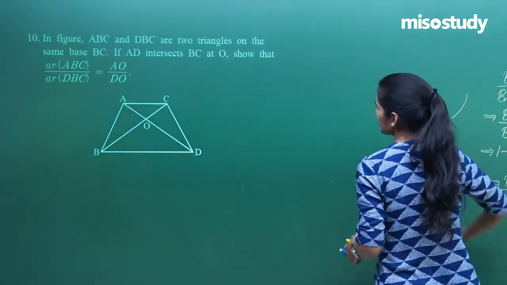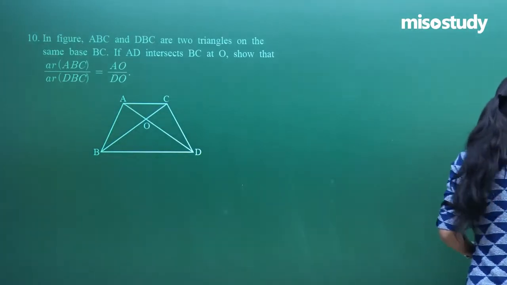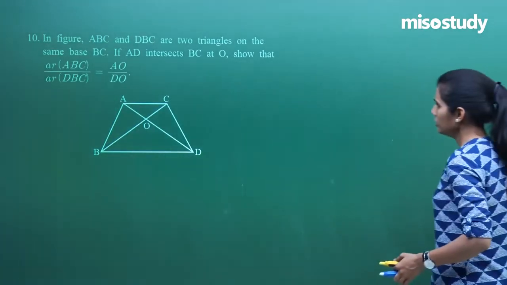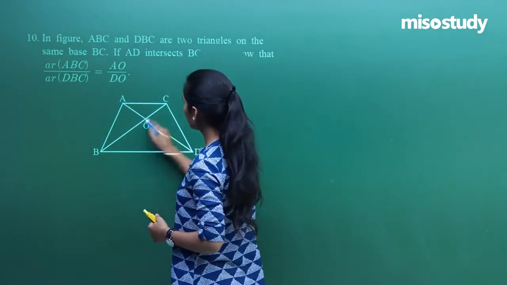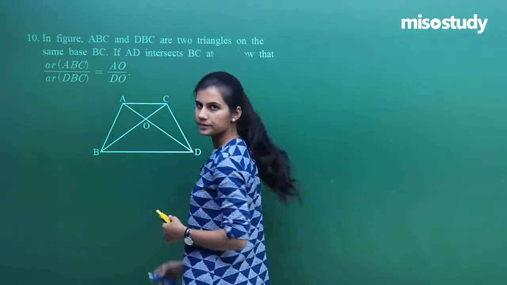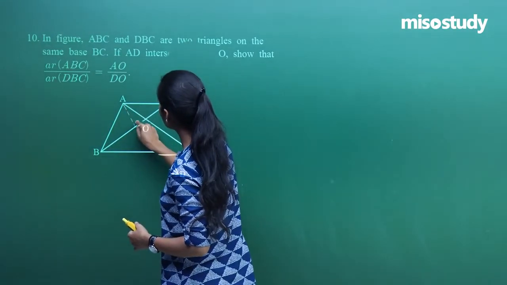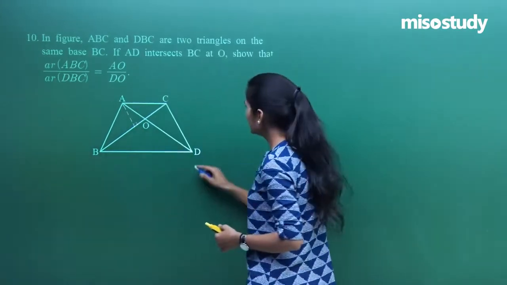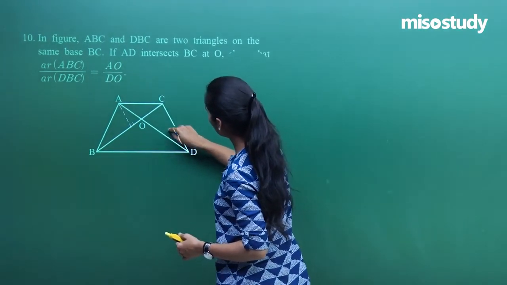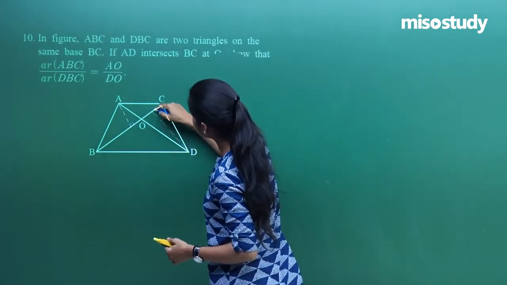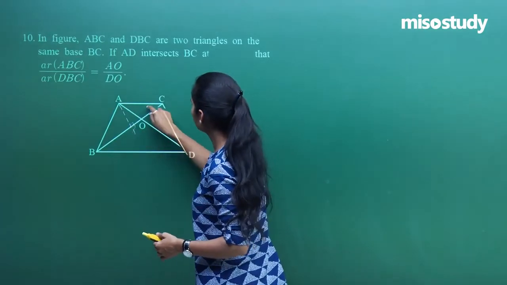Next question says that in this figure ABC and DBC are two triangles on the same base BC. If AD intersects BC at O, show this. First of all, I am interested in triangle ABC and triangle CBD. I will be dropping a perpendicular from A onto side BC, and I will also be dropping a perpendicular from D onto this side BC again. Say this is P, say this is Q.